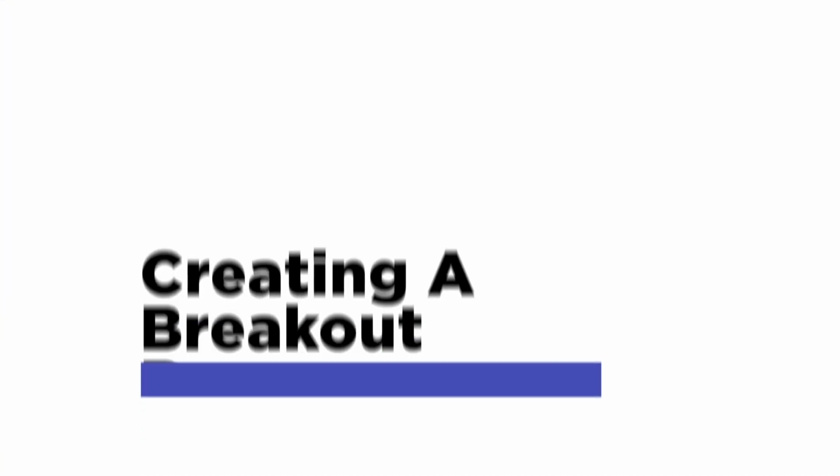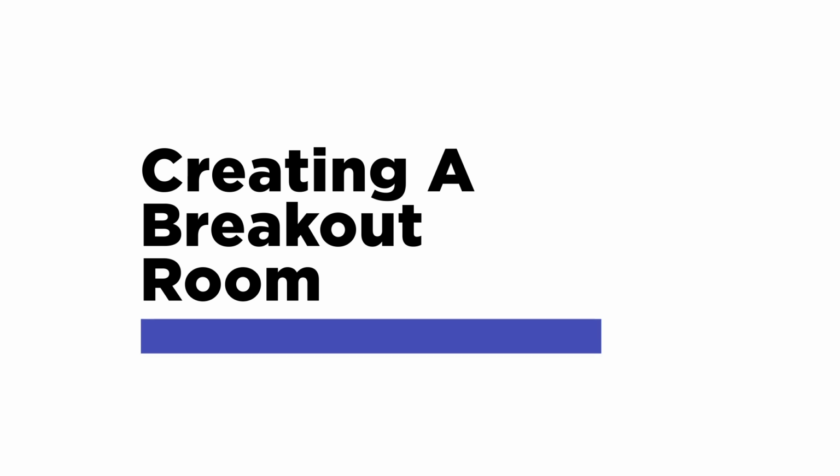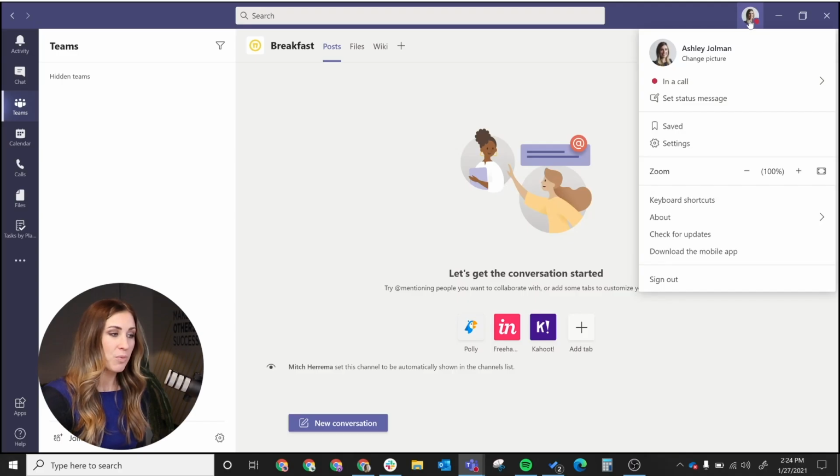Let's get started by looking at how to create a breakout room. What you'll want to do first is make sure you are running the latest version. So a couple things you'll want to check. If you click your picture right up here while you're in Teams, right down here, this check for updates button will ensure that all of the latest updates are in your Teams.